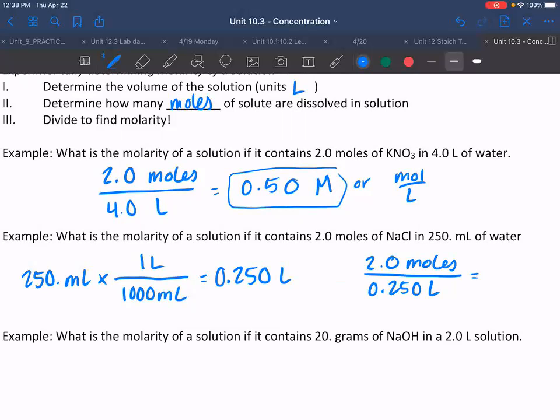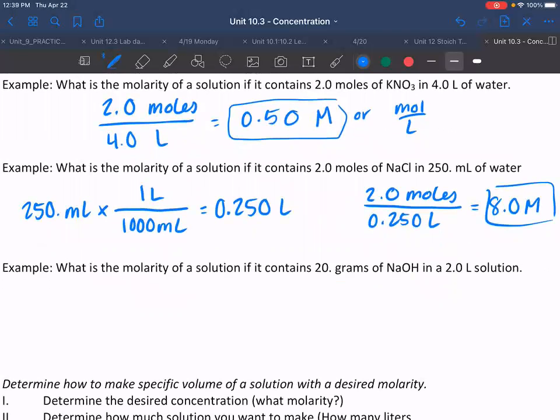Our 2.0 moles limits us on sig figs. We can only have 2 sig figs here. So 8.0 molar. And so, yeah, when we refer to a concentration, we call it molar. So you can think of it like the tooth. So I have an 8 molar solution. That's just giving you guys some of the terminology there.